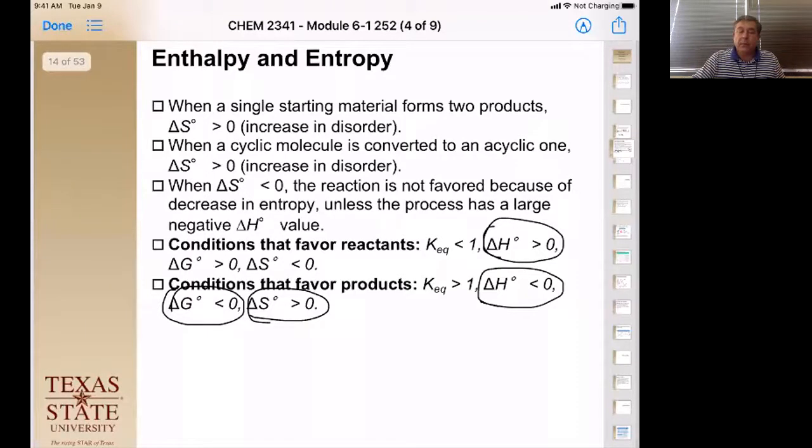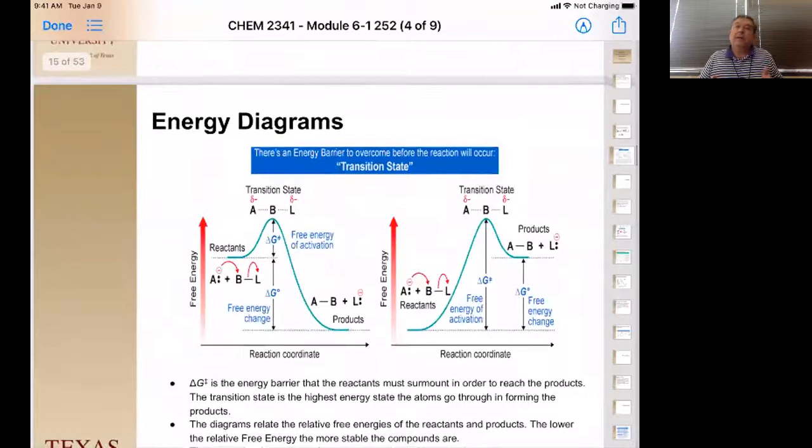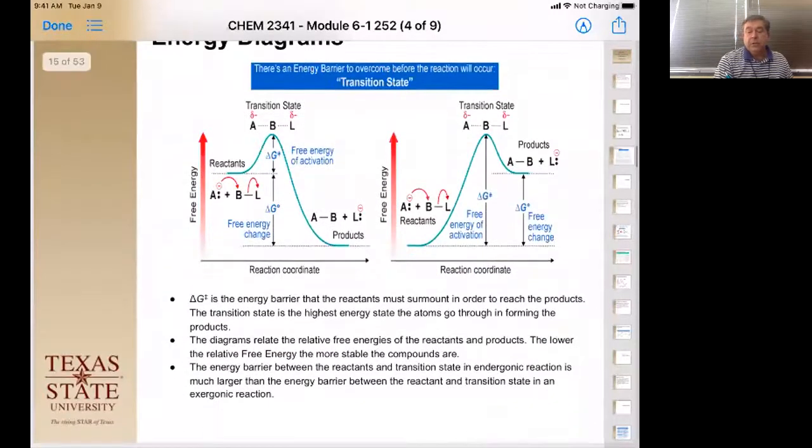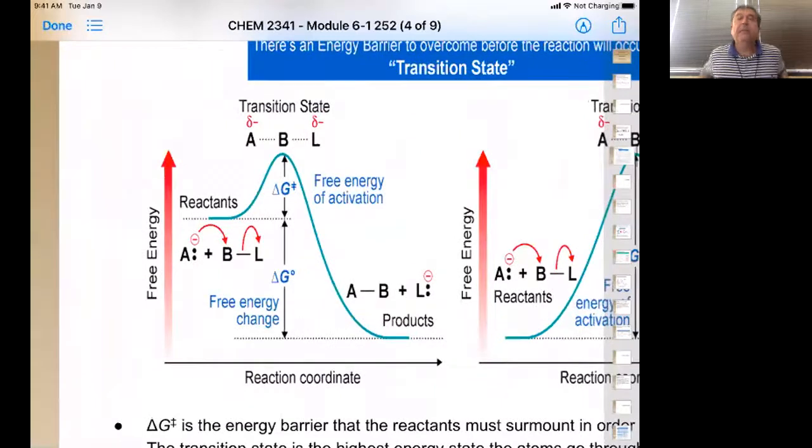That's a lot to remember, but if we look at our energy diagram, it tells us all that. That's why I like the energy diagram, because it really tells you all the things that are happening here. I'm going to show you two different energy diagrams, and we're going to talk about the one on the left first. On the energy diagram, we're looking at the free energy.